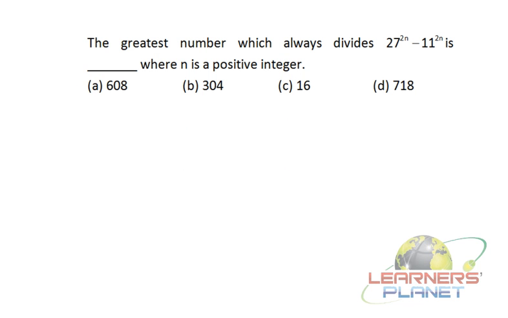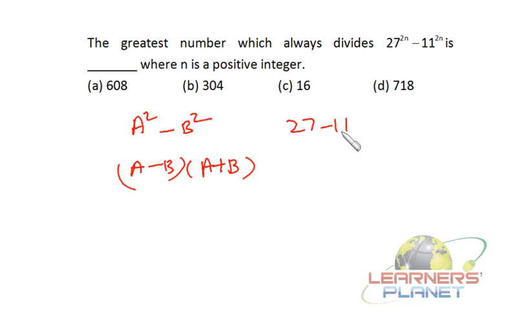Now let's see this problem. The greatest number which always divides 27 raised to 2n minus 11 raised to 2n is, where n is a positive integer. Okay, if n is a positive integer, then definitely it's a format of a square minus b square. In that case, a minus b and a plus b, both of them will be factors of a square minus b square. So in this case, 27 minus 11 as well as 27 plus 11, both of them will be factors. So 27 minus 11 is 16 and 27 plus 11 is 38. Okay, so it's 16 into 38, that is 608 is the correct choice.